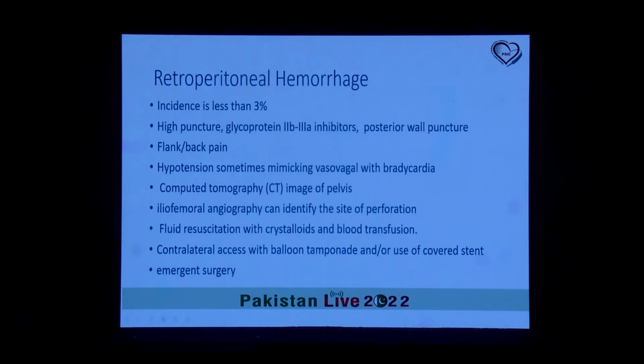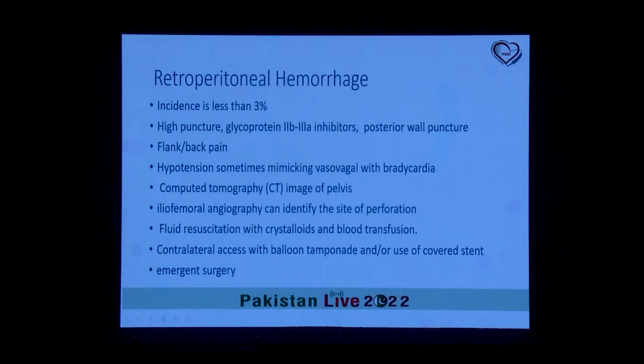It is associated with high puncture, use of medications, posterior wall puncture, or rupture. The most common symptom is flank or back pain, and hypotension mimicking vasovagal reaction because it's usually associated with bradycardia. How to diagnose? CT of the pelvis is the test of choice. We can do an iliofemoral angiogram, which can identify the site of perforation from the contralateral side.